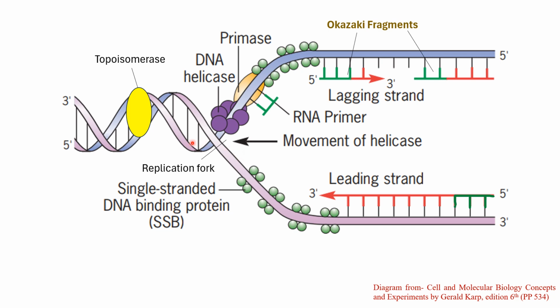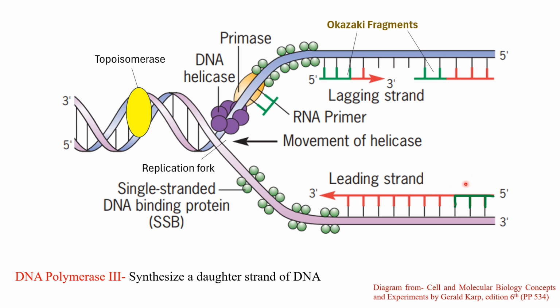Now, ahead of the replication fork, a lot of supercoiling takes place, and this supercoiling is loosened by the enzyme called topoisomerase. This is a single-stranded binding protein which helps to keep the parental strands apart. The next function is performed by the enzyme RNA primase. That primase enzyme adds a short sequence of RNA to the template strand. This short RNA primer allows the DNA polymerase enzyme, which is the main enzyme of DNA replication, to bind to the strand to start the replication.